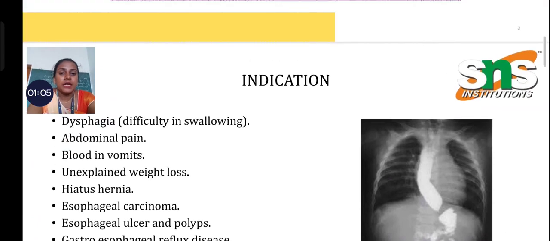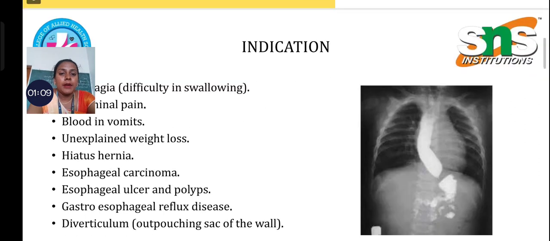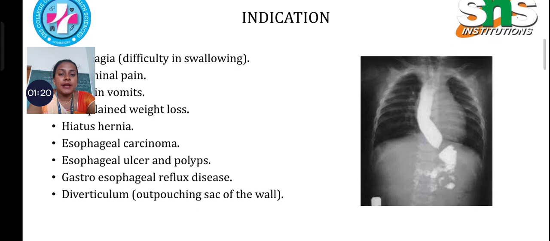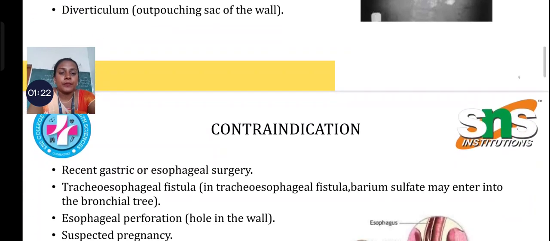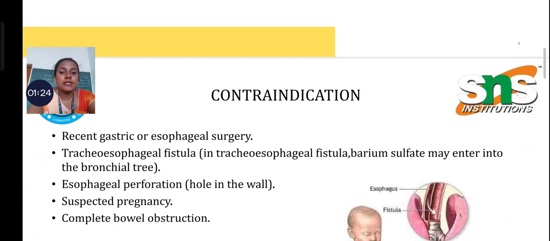Indication: dysphagia. Dysphagia is nothing but difficulty in swallowing, abdominal pain, blood in vomit, unexplained weight loss, hiatus hernia, esophageal carcinoma, esophageal ulcer and polyps, gastroesophageal reflux disease, diverticulum. Contraindication: recent gastric or esophageal surgery, tracheoesophageal fistula, esophageal perforation, suspected pregnancy, complete bowel obstruction.